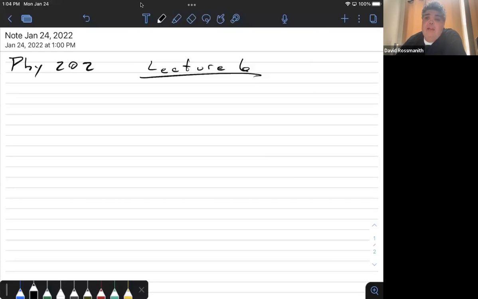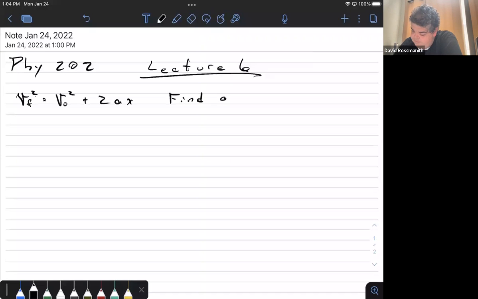So before we get into the new material of today, I was asked about number 2 from the math review homework. If I remember correctly, that one was: given a certain equation, which was Vf squared is V naught squared plus 2AX, we wanted to solve for the variable A.